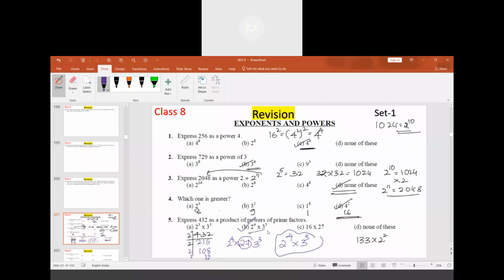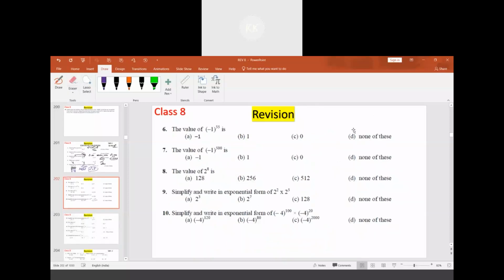Option B is correct. You may be having a doubt that 16 into 27 also will give the same. Yes, it will also give. But they have asked for powers of prime factors, and powers of prime factors are there only in this. This is 2 to the power of 4 into 3 to the power of 3. That's the correct answer.